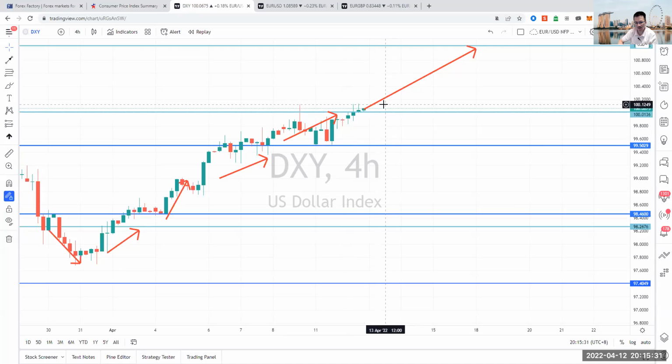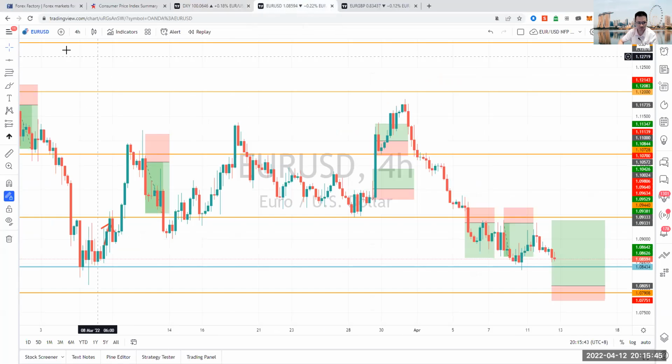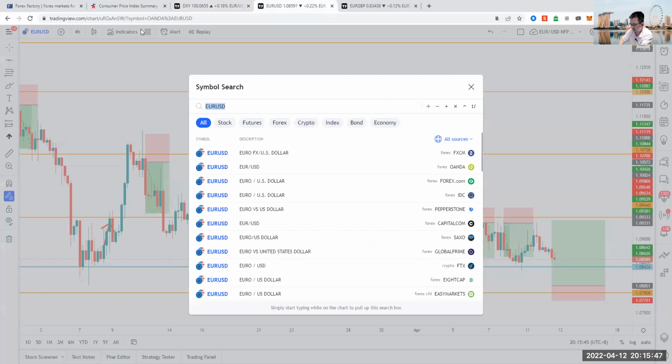So I'm not expecting this to shoot up all the way, right? It's going to move up to 100.20 or 100.30. It's a massive move already. So with that, what we could expect, very quickly, I'll just show you this, a couple of things I was looking out for.